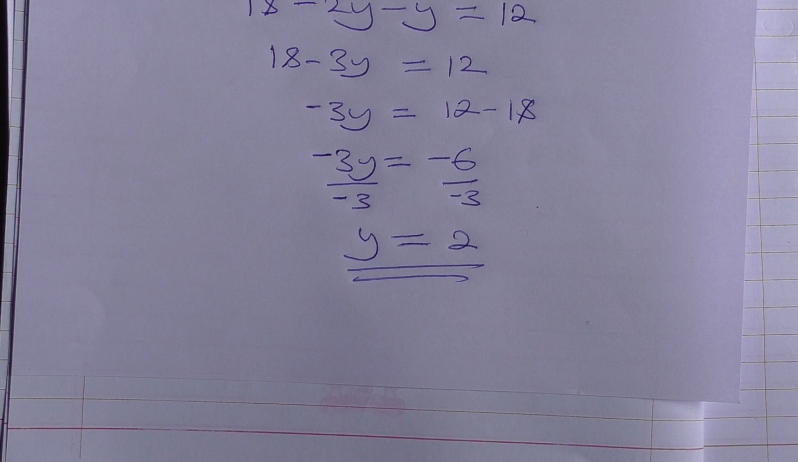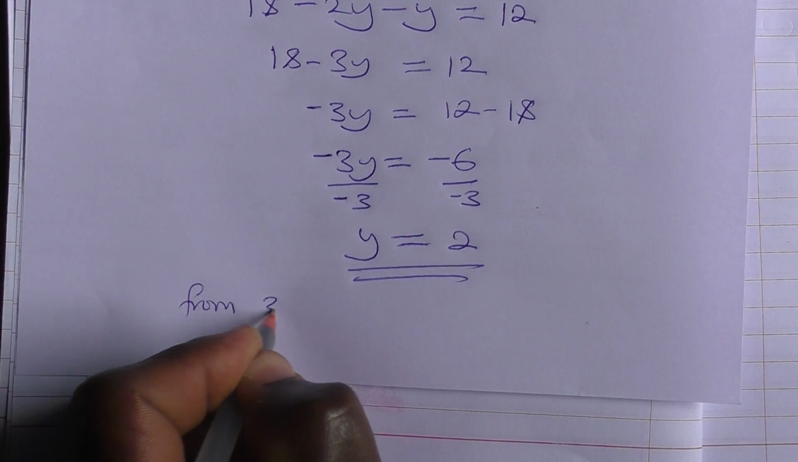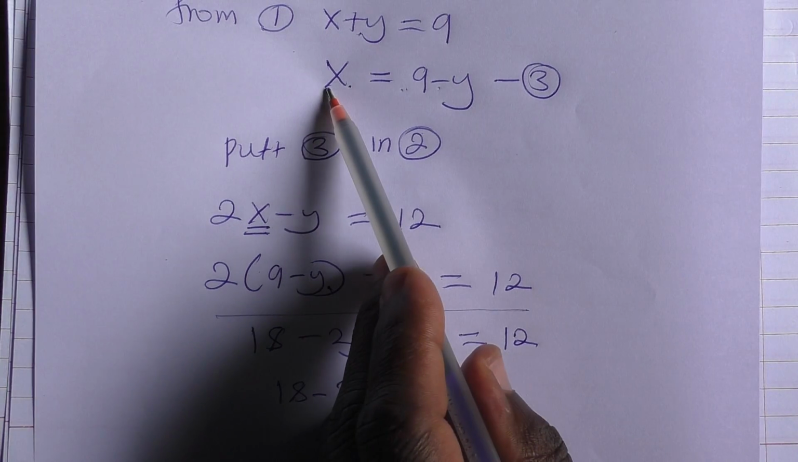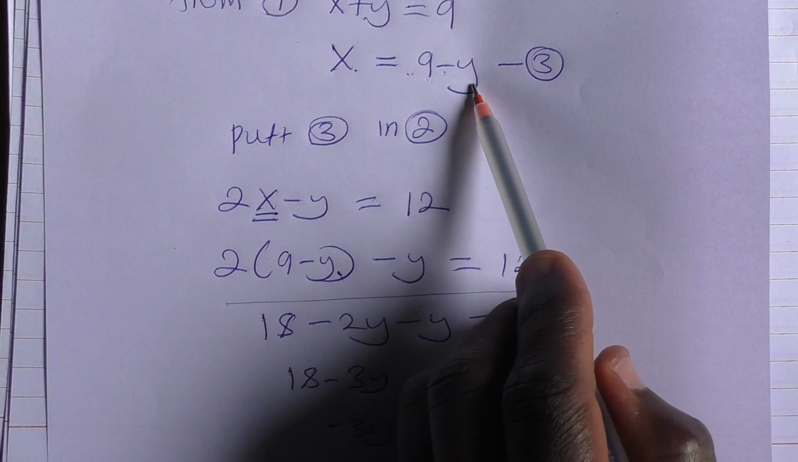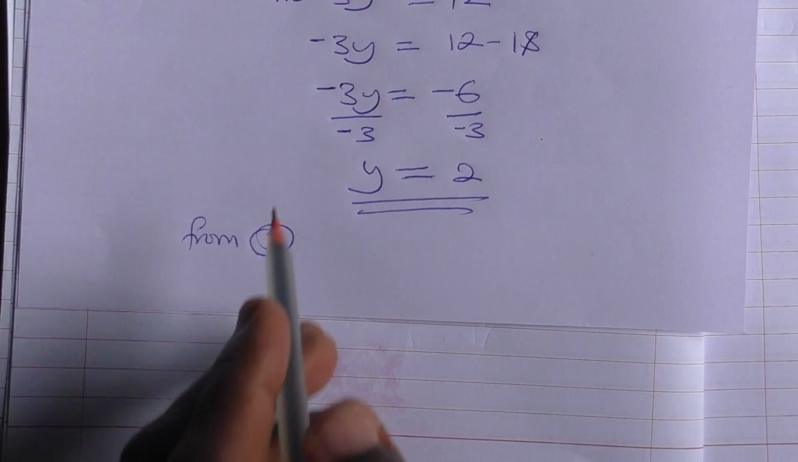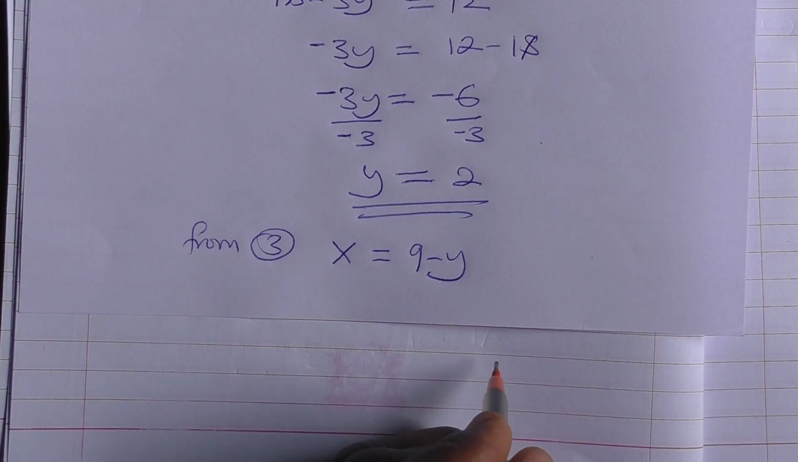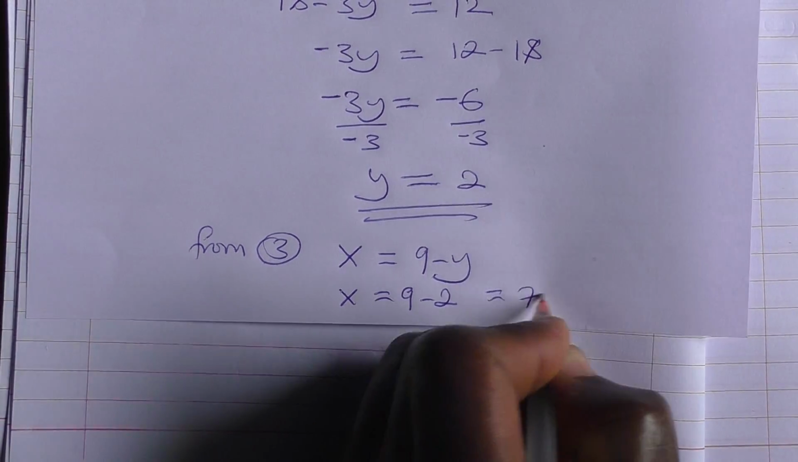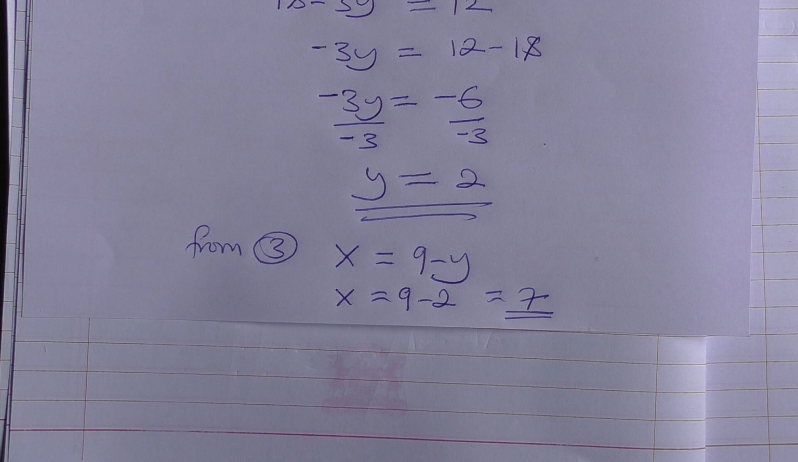And after getting y as 2, we shall say that from our equation 3, which is x equaling 9 minus y, we just substitute for y. Hence, from equation 3, x equals 9 minus y, that means that x equals 9 minus 2, which is 7. So that is how we use the substitution method.